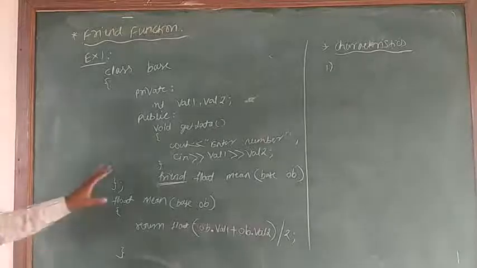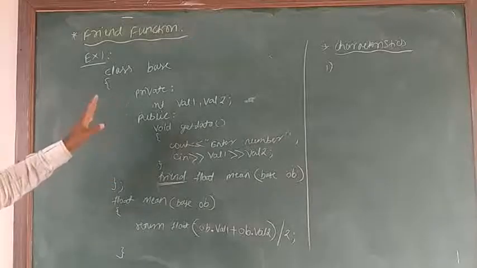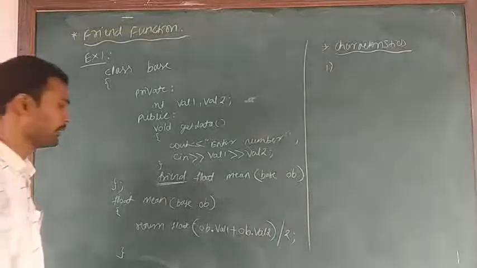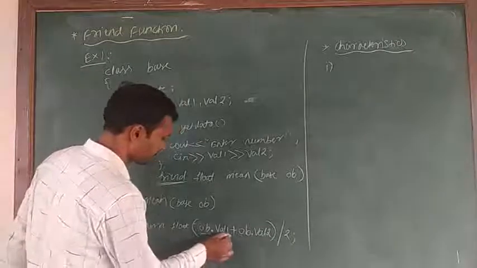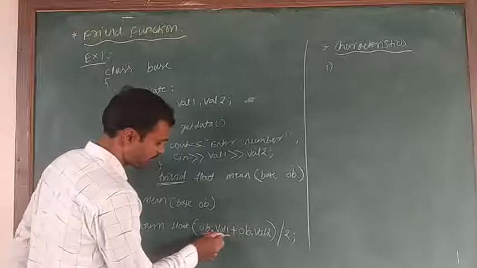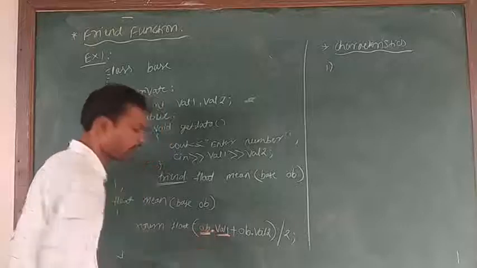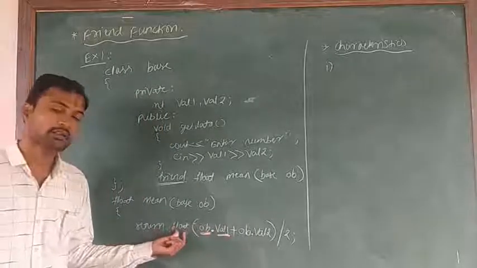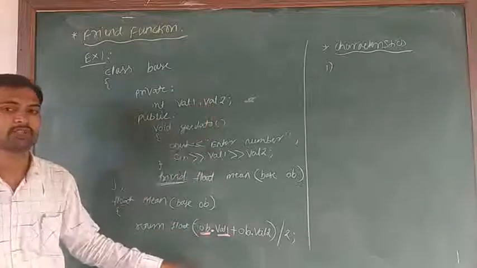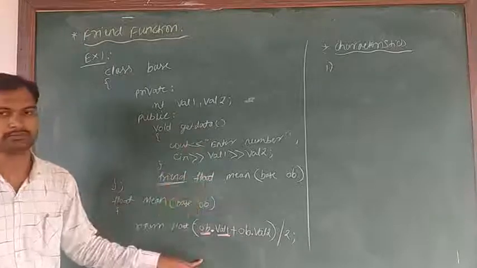It cannot access the member functions or variables directly. It has to use the object name dot member name. You may see here, this is the object name and this is the member name. This is the dot operator. A friend function can't access variables directly.